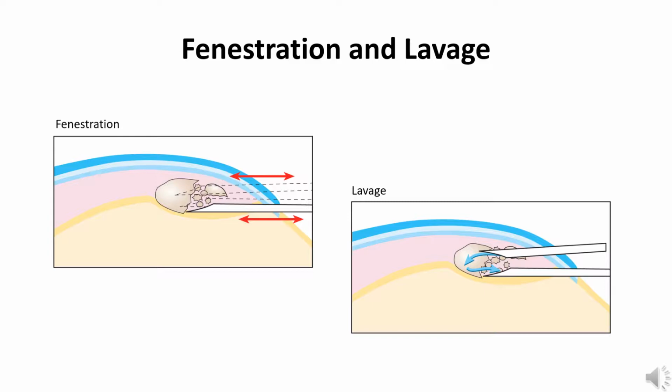On the right hand side, you'll see, using the two needle technique, how saline is injected from the superficial needle, and the subsequent calcium and saline is aspirated from the deeper needle. So it's very much like flushing out the calcium deposits.